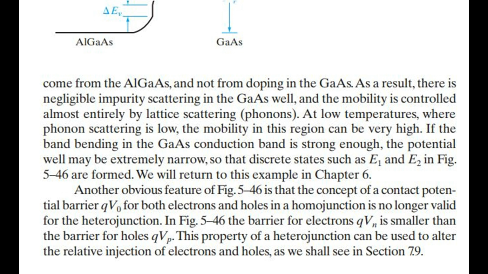Another obvious feature of Fig 5.46 is that the concept of a contact potential barrier qV0 for both electrons and holes in a homojunction is no longer valid for the heterojunction. In Fig 5.46 the barrier for electrons, qVN, is smaller than the barrier for holes, qVP. This property of a heterojunction can be used to alter the relative injection of electrons and holes, as we shall see in section 7.9.